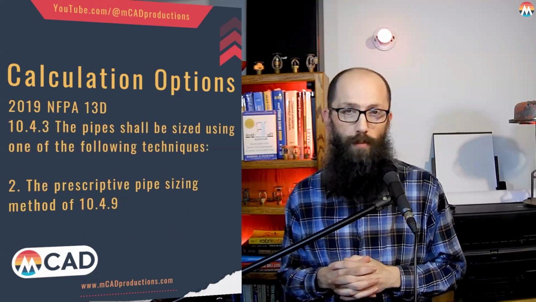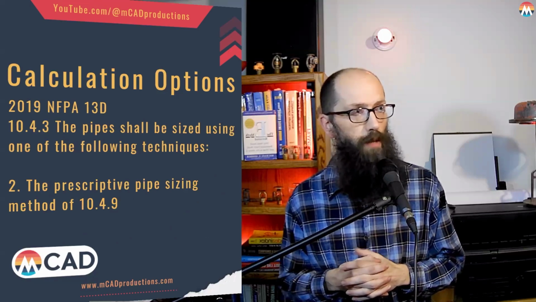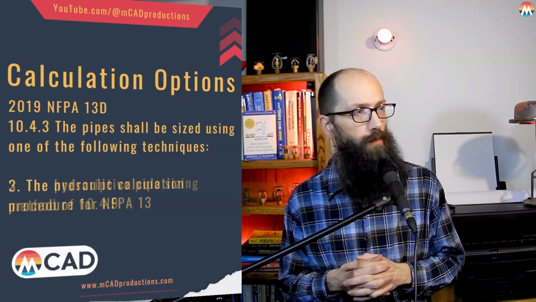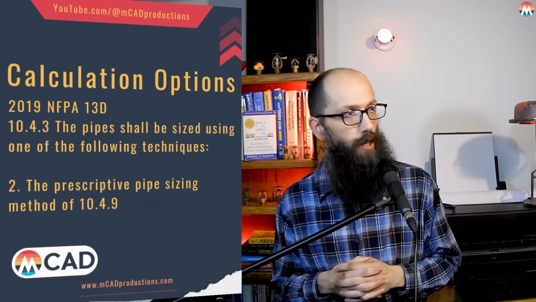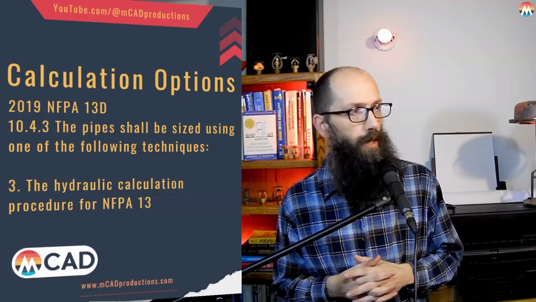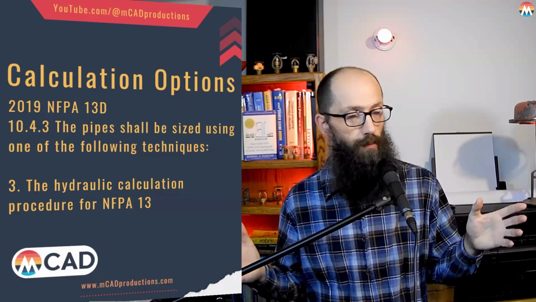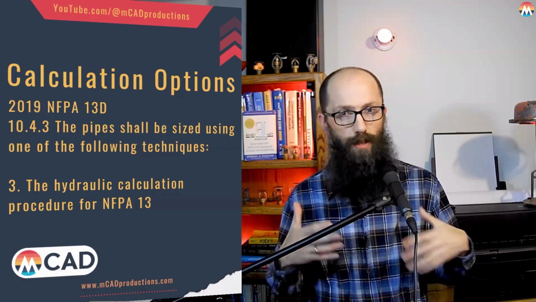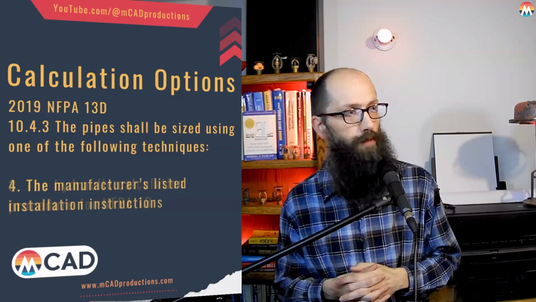There's another prescriptive piping method of 10.4.9. I think I'm getting in the weeds too early. I'm just going to go over these briefly. We'll talk about what the difference is between the two prescriptive methods. Then we're going to go into 3, the hydraulic calculation procedure per NFPA 13, and that's the style that we mainly do and we'll be focusing on.